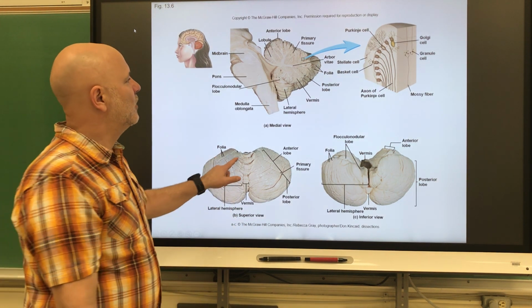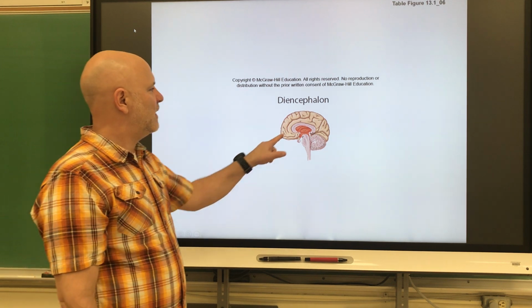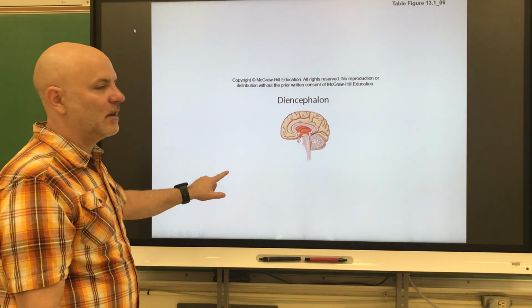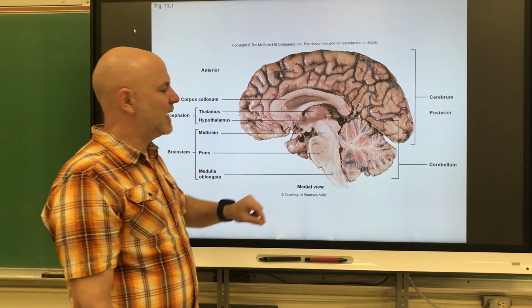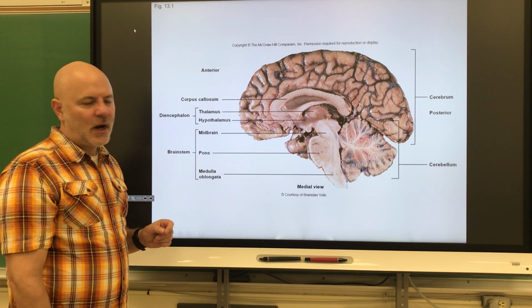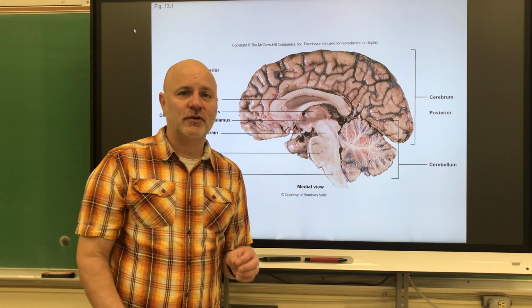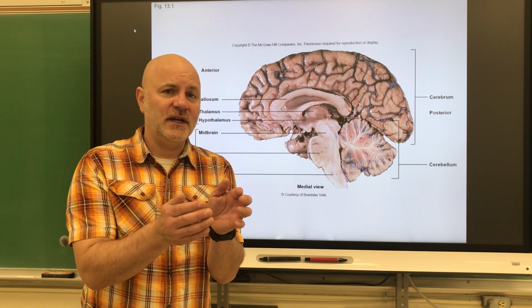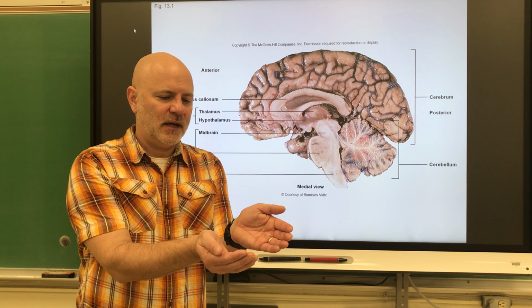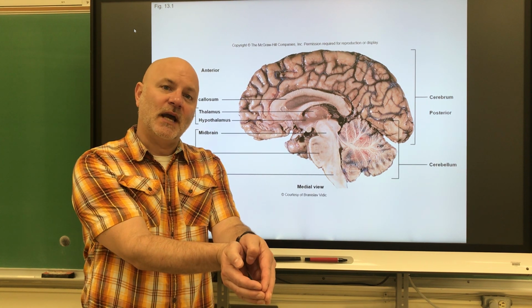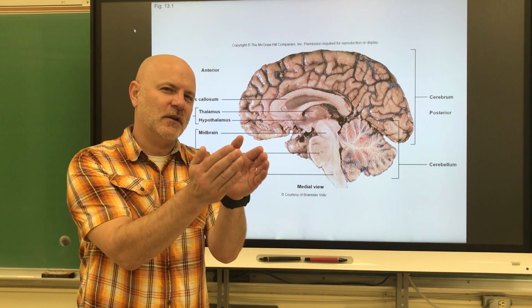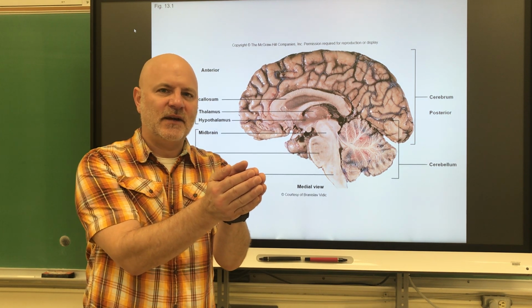All right, so let's move on to the next thing, and that is the diencephalon, which is kind of in the middle there. So this area right here is our diencephalon. This encloses the third ventricle. The third ventricle is a cavity. If I take my two hands and put them together, there's a cavity between my two hands. That would be the third ventricle. The walls of the third ventricle is what the diencephalon is.